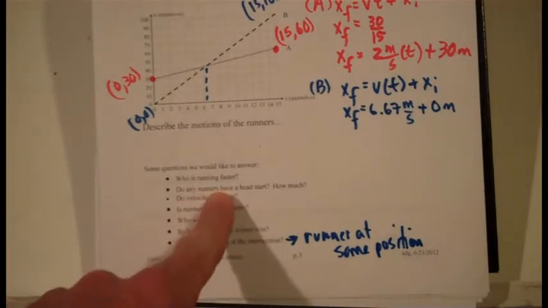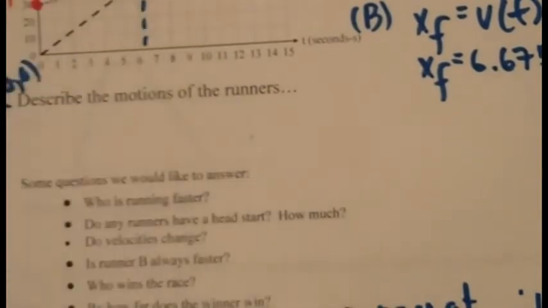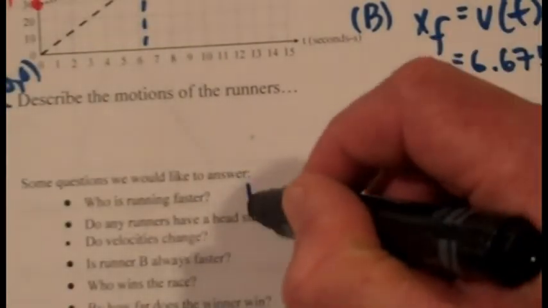So some of the questions we've already answered. Who's running faster? Let me zoom in here. Well, B is running faster. Is B always running faster? Yes. B's actually running faster here because B has a larger slope. But B's actually behind. Does that make sense? An object could be going faster, but yet not be in front of the other object. So B's running faster. How do we know? Larger slope.